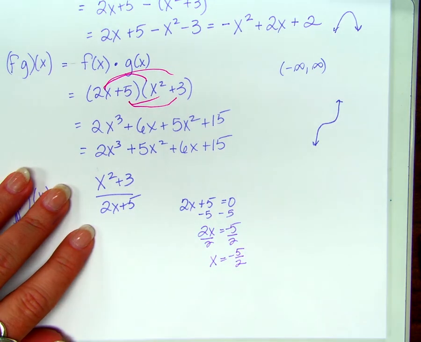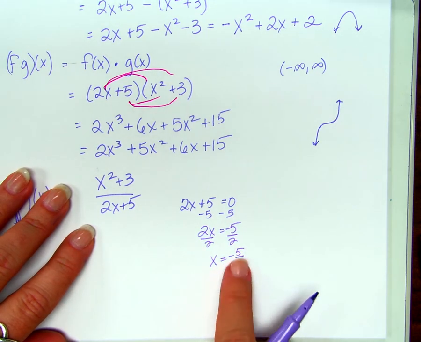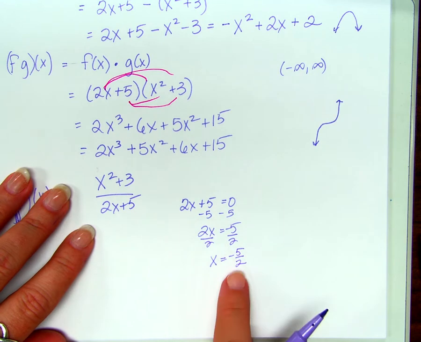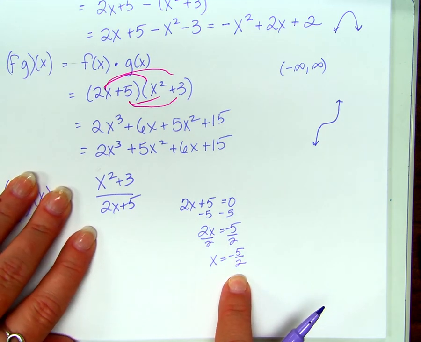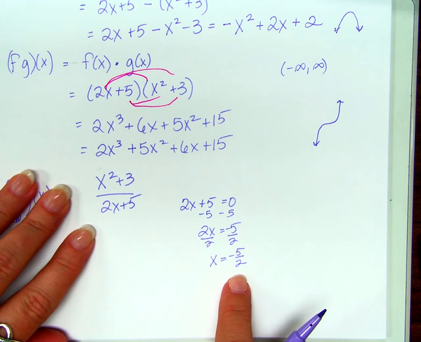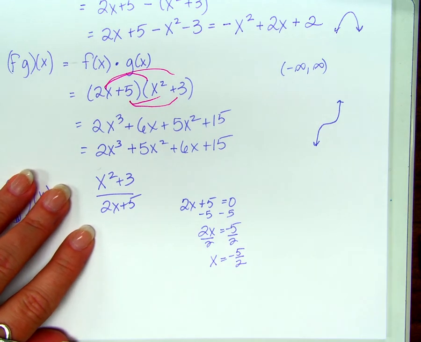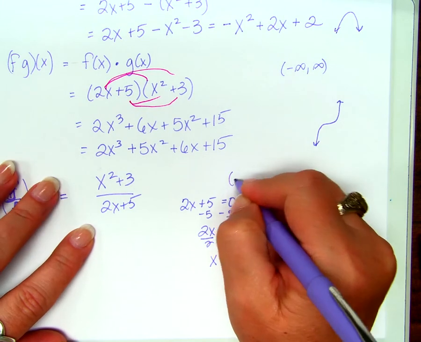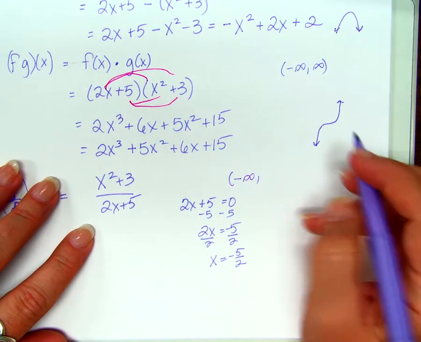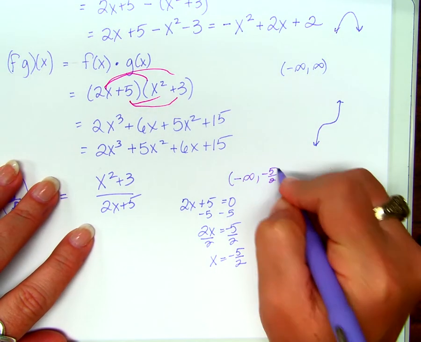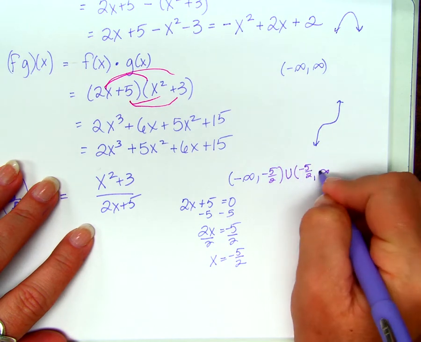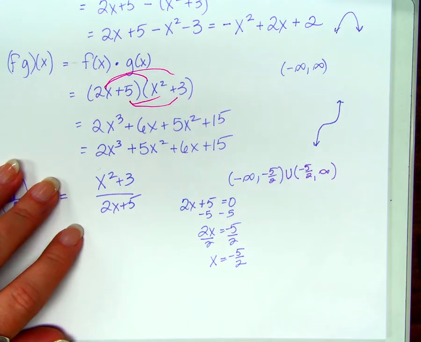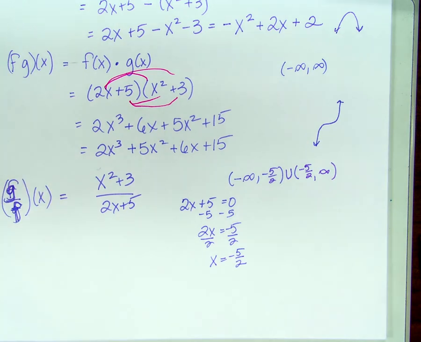Negative 5 halves. So I know I wrote x equals negative 5 halves because that solves that equation, but what does that tell me about negative 5 halves? It can't be there, right? It can be everywhere else, but not there. So it can go all the way to the left and all the way to the right, but just not be at negative 5 halves. So let me remind you how we do this. Negative infinity to negative 5 halves, and then again from negative 5 halves to positive infinity. Does that ring a bell? Yes? Okay, good. That makes me feel good.